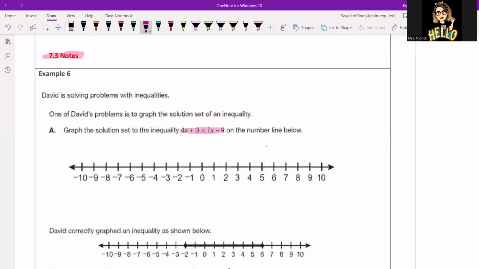So let's start by solving that. I'm just going to do my work off to the side. If you would like to pause and solve it and then check your answer, that's fine. If not, I'm just going to walk through it.